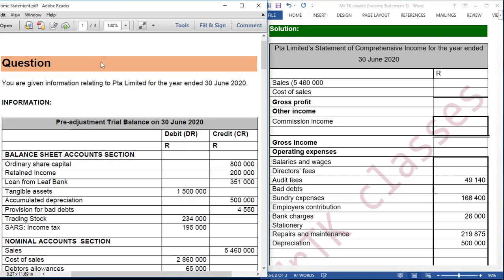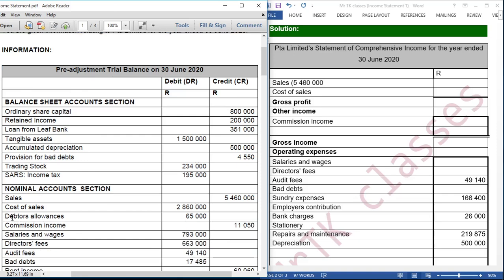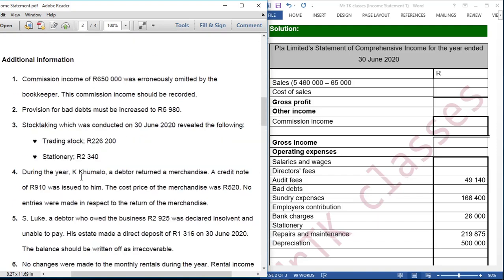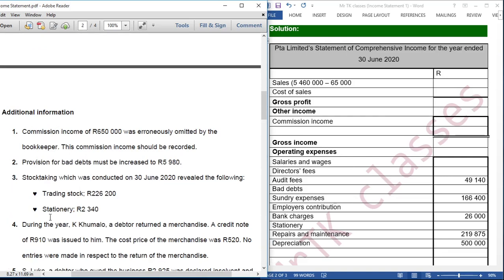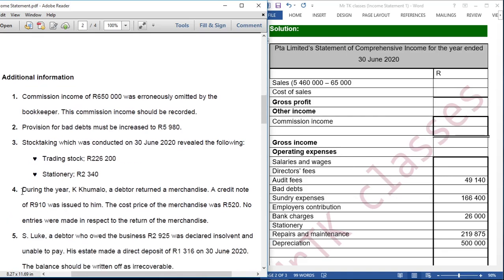We are going to adjust this with the amount for debtors allowances. So let's subtract our debtors allowances. Do we have anything else that we are going to use to adjust our sales? Let us check in our additional information. I can see there is information number four. During the year, Keikumalo, a debtor, returned a merchandise. A credit note of 910 was issued to him.